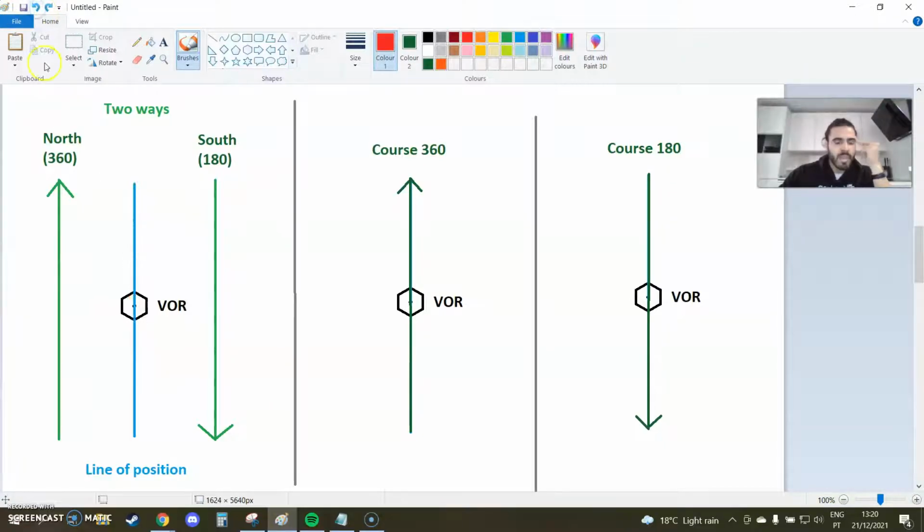Check. When I am flying this line of position, maintaining it, so when I'm tracking this line of position, if I'm going north and this line of position passes over a VOR, I can say that I'm on course 360. If I am over the line of position going south, it means I'm on course 180.